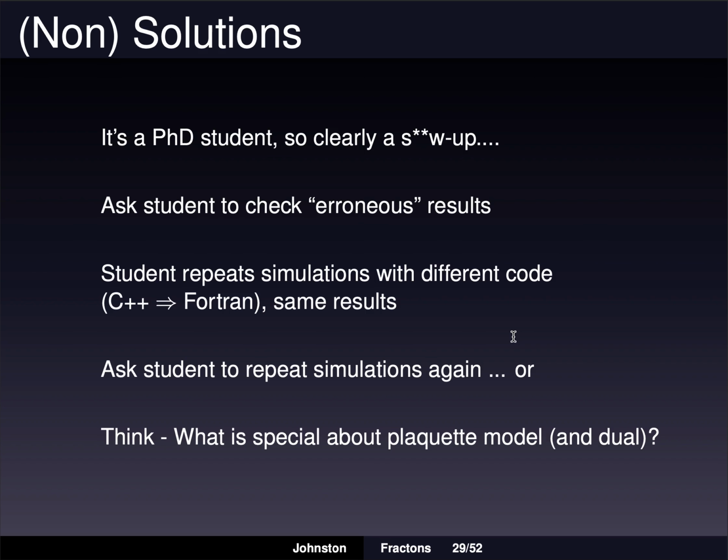So you go away and you ask the student to repeat the simulations again, or you stop and you think, which is probably what you should have done first before telling the student to repeat things. And what you think is, is there anything special about the Plaquette model and its dual, compared with, say, Potts models, which have first-order phase transitions, but where there's no strange scaling effects whenever you compare the model and its dual?